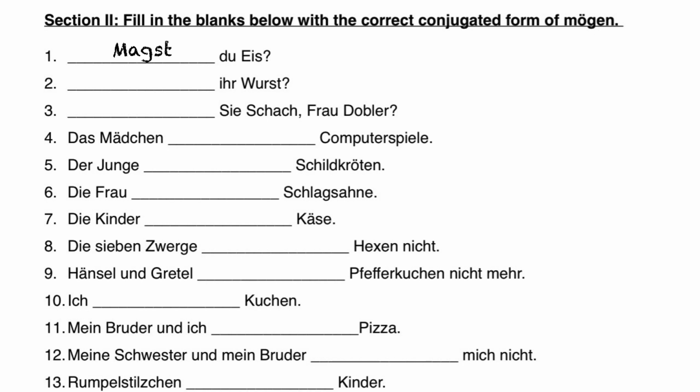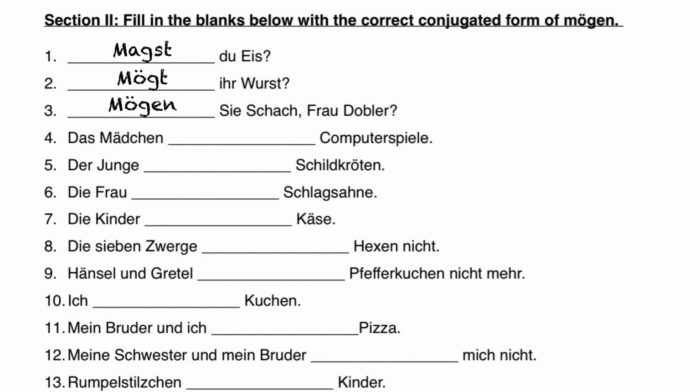Nummer 2. Same kind of logic, but this time we have ihr behind the blank, and therefore we have to use the ihr form, which would be mögt. Mögt ihr Wurst? Do you like sausage? Nummer 3. This one we have Sie with a capital S directly behind the blank, which means that that's our subject here. So we have to say, mögen Sie Schach, Frau Dobler? Do you like chess, Mrs. Dobler?